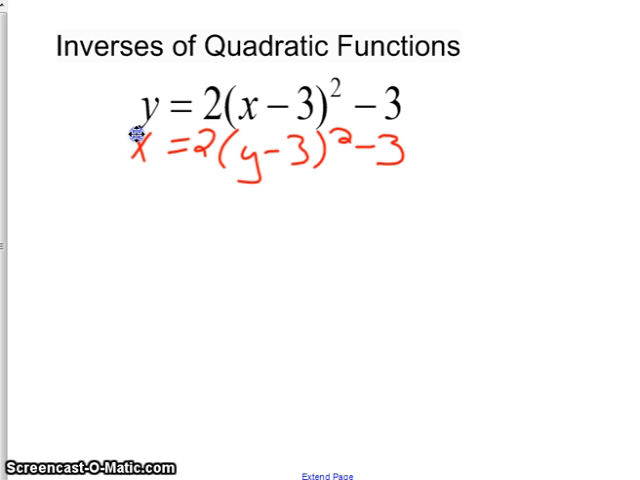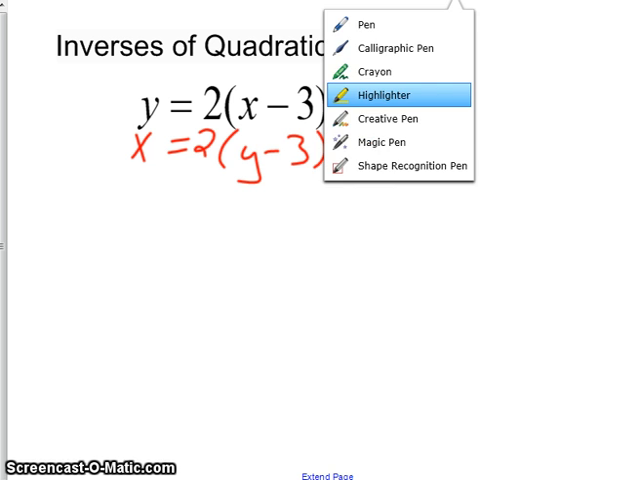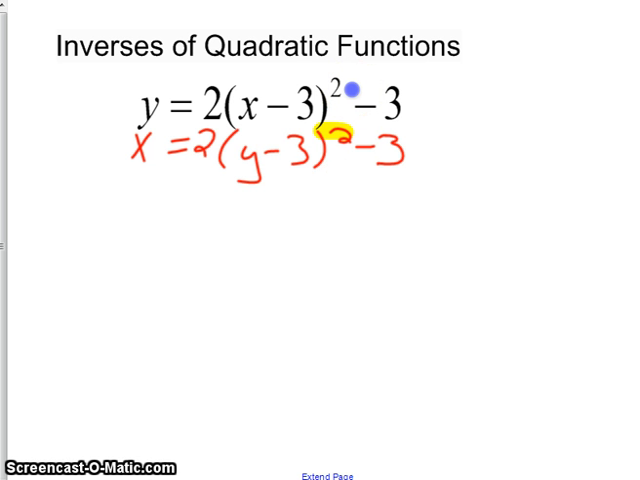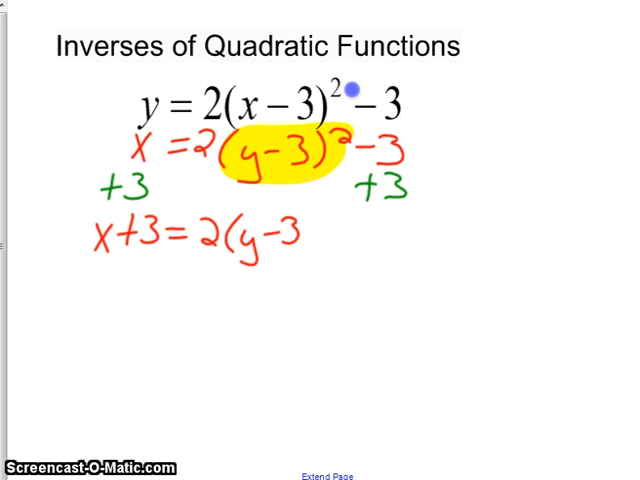The first thing that I want to do is isolate the square. So here is my square. I just want to get that all by itself, and then I'll undo that square. So I want to get rid of this other term, -3, so I'm going to add 3 to both sides. Now those are not like terms, so this is x plus 3 equals 2 times the quantity y minus 3 squared.